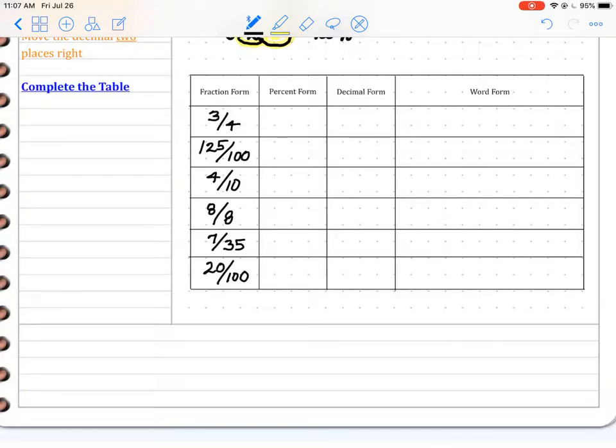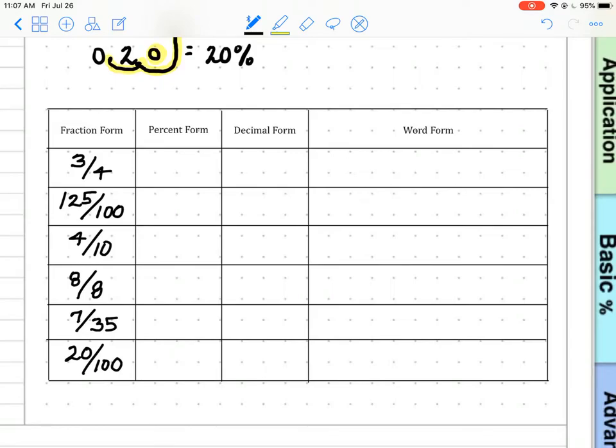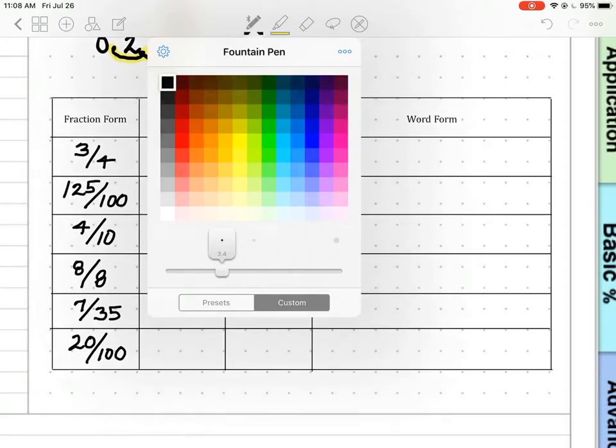We are still on page 35, which is the basic percent module, but we left off with this table, and I want to go ahead and have you fill this in with me. So starting with the header row, let's see what we're supposed to do. We're supposed to get a fraction form, which I've given you, a percent form, a decimal form, and a word form. So the first thing I'm going to fill in on each one of these is the word form.